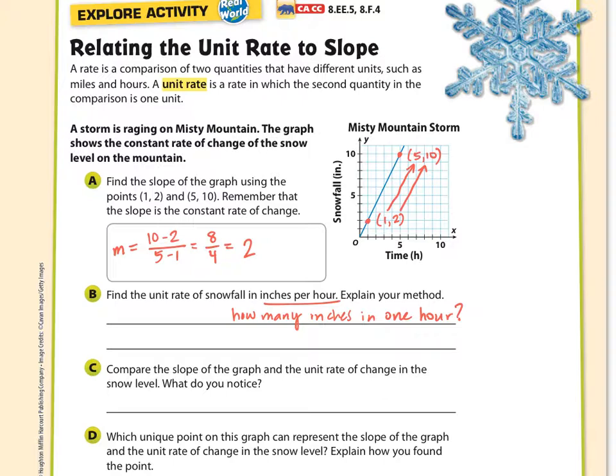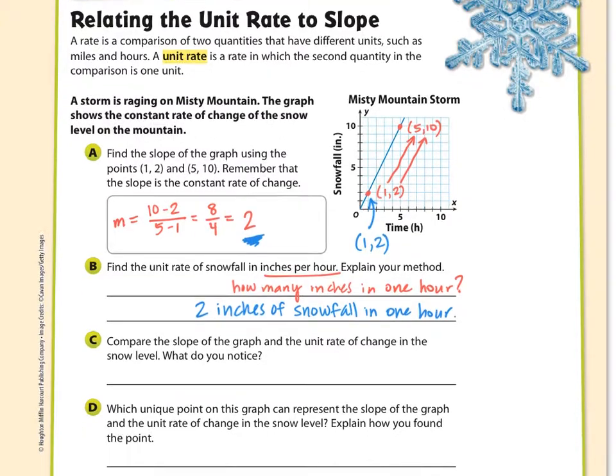So I could look at my graph, and in 1 hour, it's actually right here. That (1, 2), right? What does that mean? This means 2 inches of snowfall in 1 hour, or I could write per hour. So 2 inches per hour of snowfall. And the way we found that, I'm not going to write it down, is we're looking specifically at the point. Notice that it also matches the slope that we got. And you're going to realize that we're going to be getting some of the same numbers here.